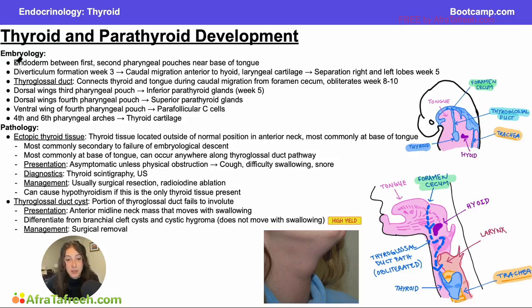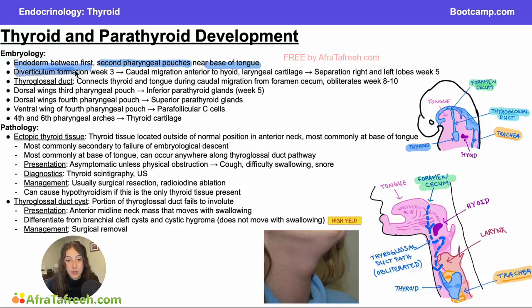Some key points to remember here is that the thyroid originates from endoderm between the first and second pharyngeal pouches. So these little outpouchings from the endoderm here are pharyngeal pouches. This endoderm between the first and second pharyngeal pouch is what is going to give rise to our thyroid. It comes off near the base of the tongue. We already talked about this. Near the base of the tongue, we have that foramen cecum, which is going to be the opening from the base of the tongue into the thyroglossal duct.